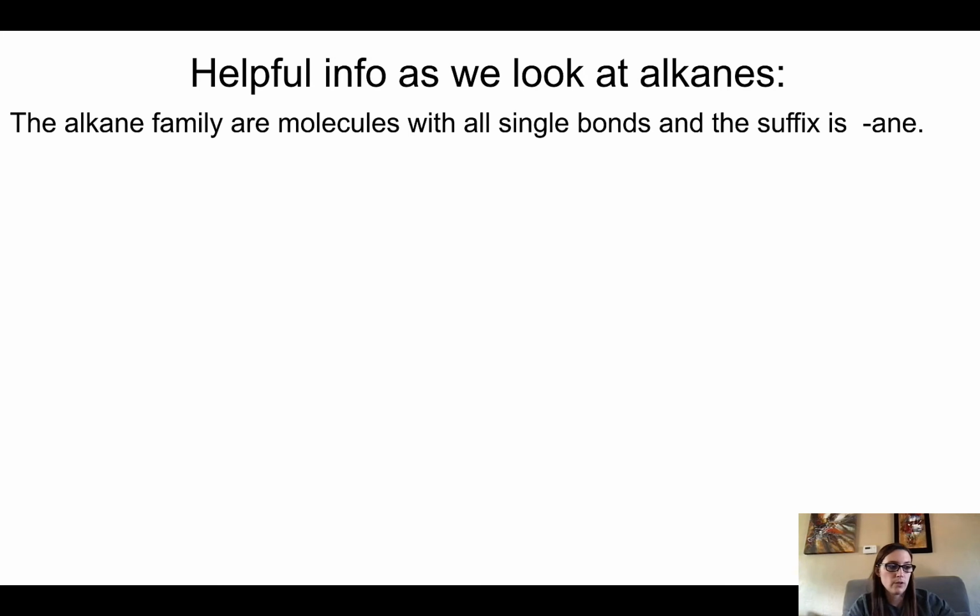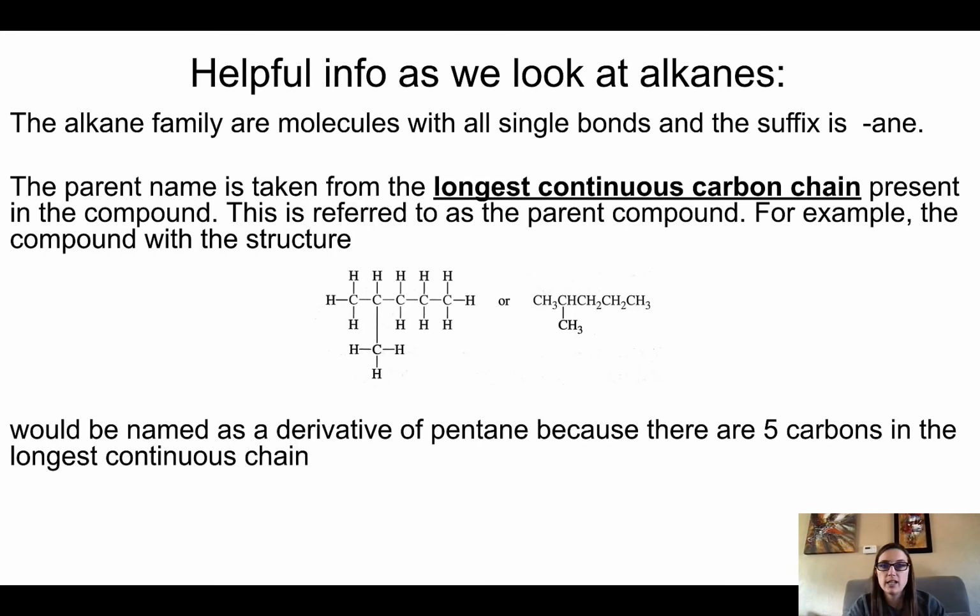So some other helpful information as we look at alkanes. Remember, alkanes are the lowest priority functional group, but it ends in A-N-E. And so the parent name is taken from the longest continuous carbon chain. So you always need to look for the longest carbon chain. So in this example, 1, 2, 3, 4, 5, 1, 2, 3, 4, 5, right? The longest chain is 5. So this would be pentane.